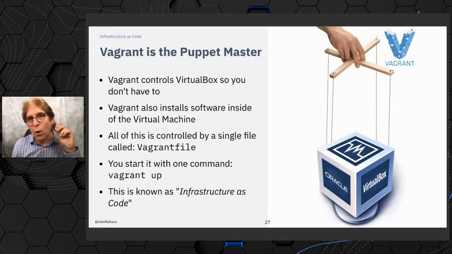All this infrastructure is coded in this thing called a Vagrantfile. Then I just say vagrant up, and it brings up the environment. Vagrant destroy, it destroys it. Vagrant halt, it puts it to sleep. Vagrant up wakes it up again. So this is infrastructure as code.